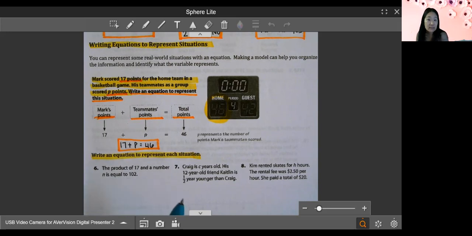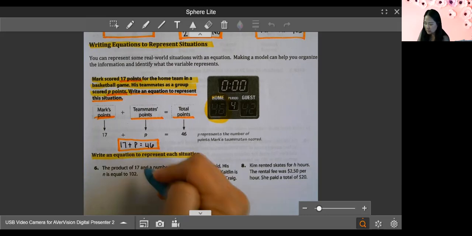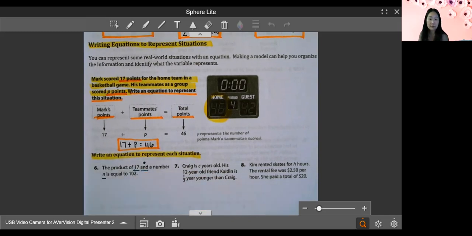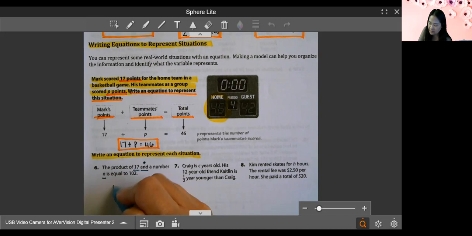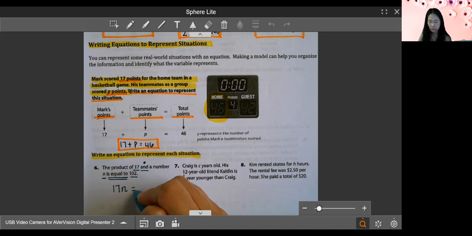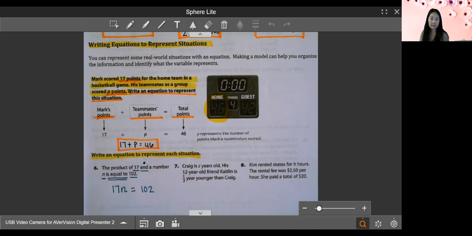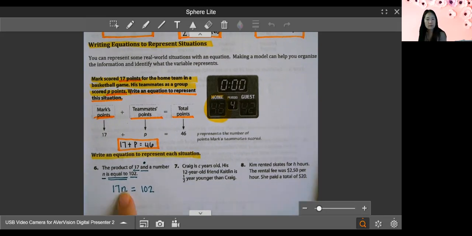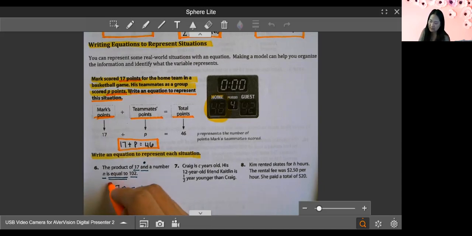Well, the product of 17 and a number n. Product means the answer to multiplication. So this means 17 times the variable n. So I'm going to write 17 times n. And then what does it say? Is equal to 102. So the product of 17 and n, 17 times n, is equal to 102. Now, it just says write an equation to represent the situation. It doesn't say solve and tell me what n represents. So we're not doing that. This is the answer.